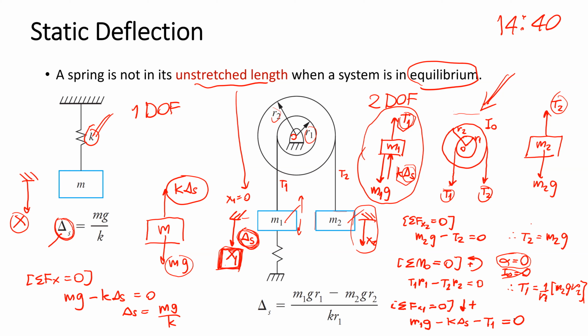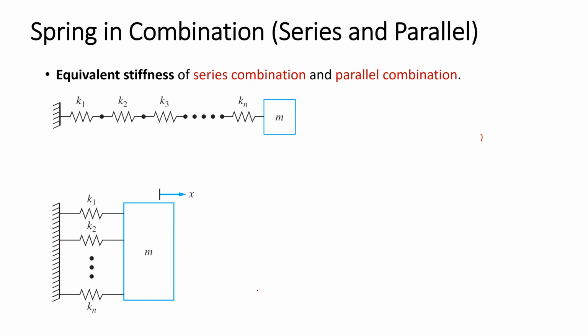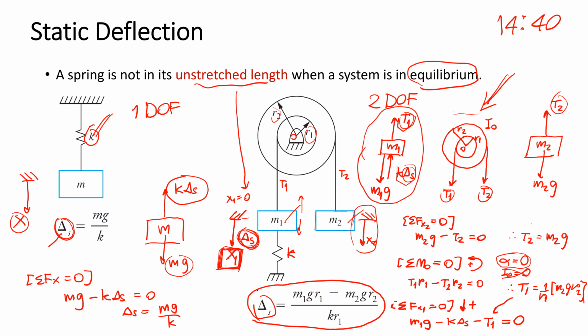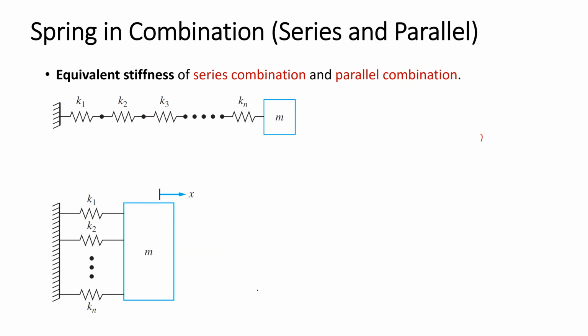Okay, and you're gonna rearrange the equation by yourself, but finally the static deflection will be obtained here. We already have T1, M1G are constant, K are constant, and we derive the static deflection. So this is a review.